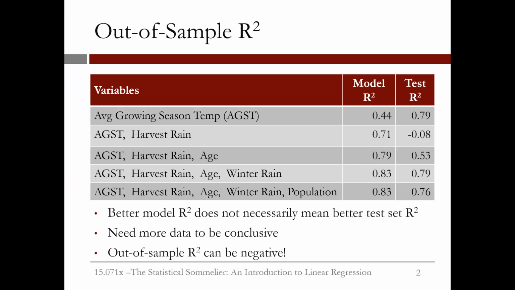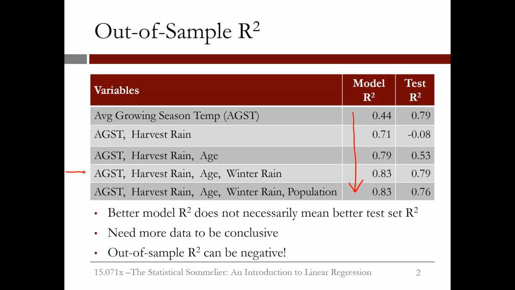We can compute the test set R-squared for several different models. This shows the model R-squared and the test set R-squared for our model as we add more variables. We saw that the model R-squared always increases or stays the same as we add more variables. However, this is not true for the test set. We want to look for a model with a good R-squared, but also with a good test set R-squared. In this case, we would need more data to be conclusive, since 2 data points in the test set are not really enough to reach any conclusions.